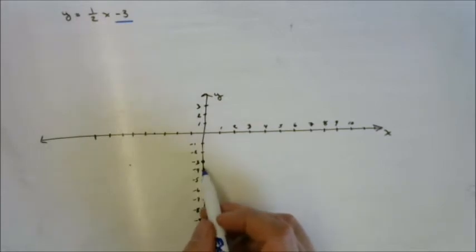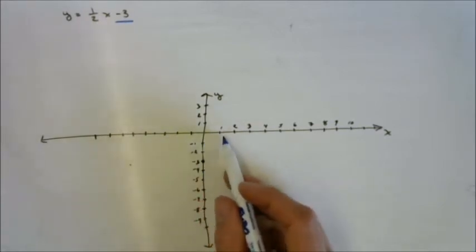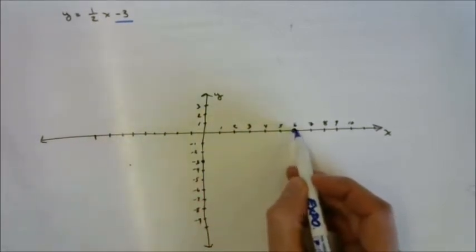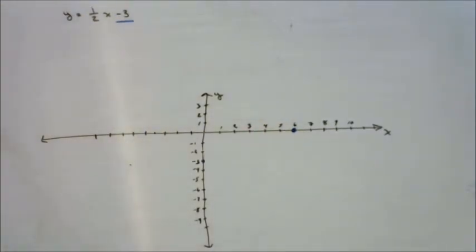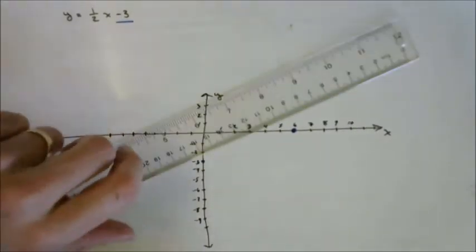And by the time you've gone up 3, how many should you have gone over? 6. Should have gone over 6. So now you have 2 points. And if you have 2 points, you can draw a line. That is right.